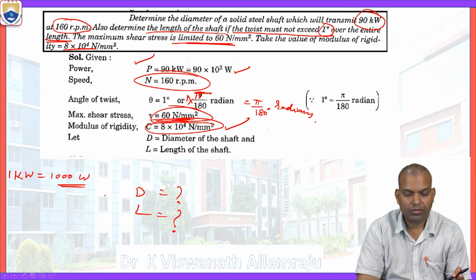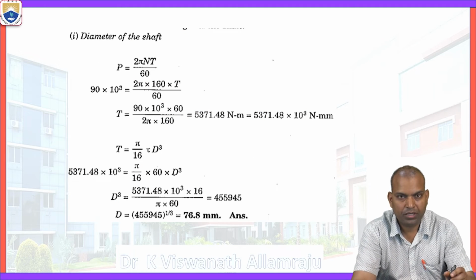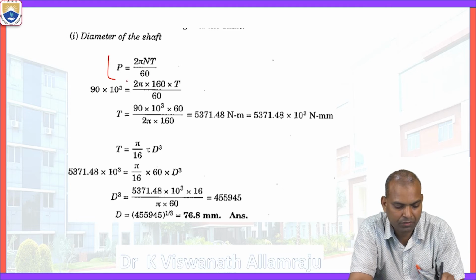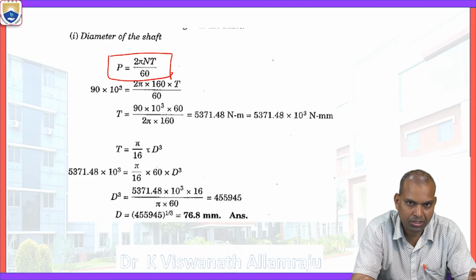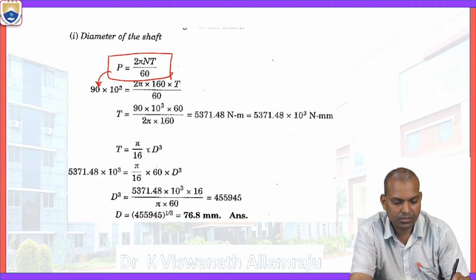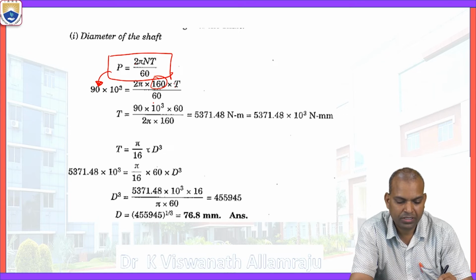So how to find out the diameter of the shaft and the length of the shaft? For the diameter, first we have to calculate the maximum torque from power. The relation between power, torque and speed is P equal to 2 pi nT by 60, where P is 90 into 10 cube, n is 160, and T is the torque. From this, the torque is calculated.